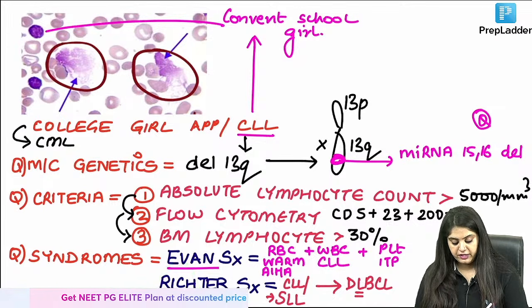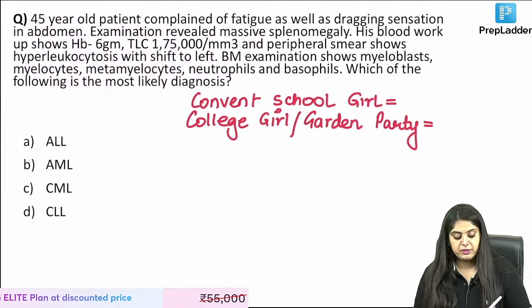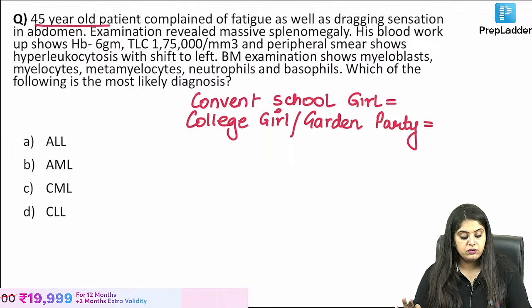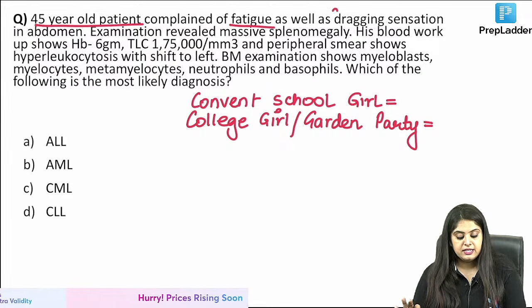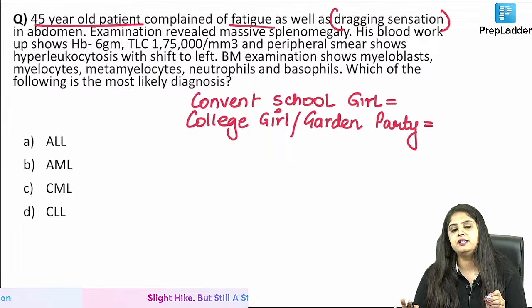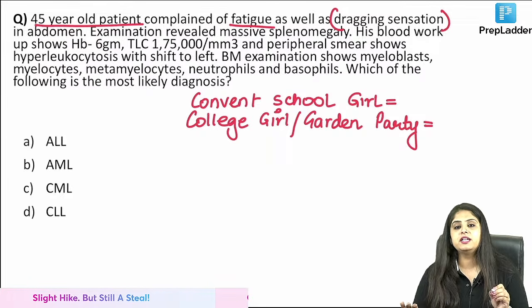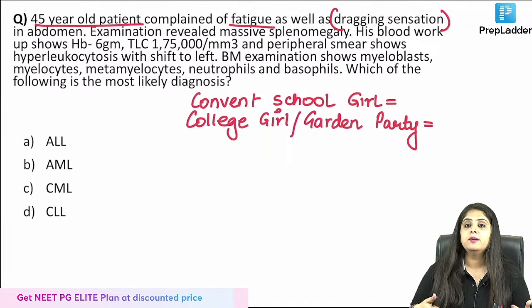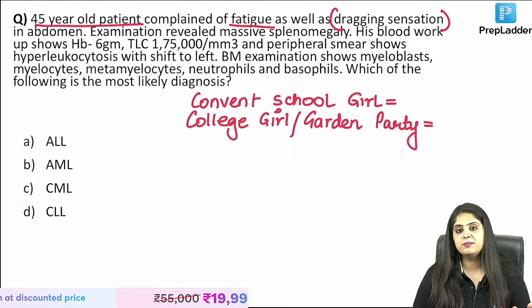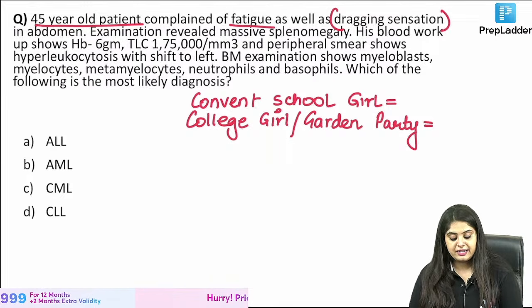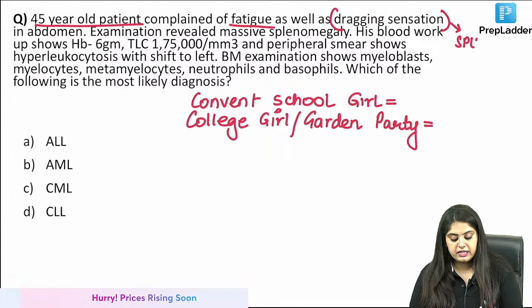Now let's move forward a little and talk about the next question, which tells me a very classical thing. There is a 45-year-old patient complaining of fatigue, dragging sensation in the abdomen. We can never write spleen is enlarged in a clinical posting, because spleen enlargement is our language, not the patient's language. Indian patients don't come to us saying dragging sensation, but then we have to write it in English like that. Dragging sensation will always give you an indication that there is some spleen enlargement.